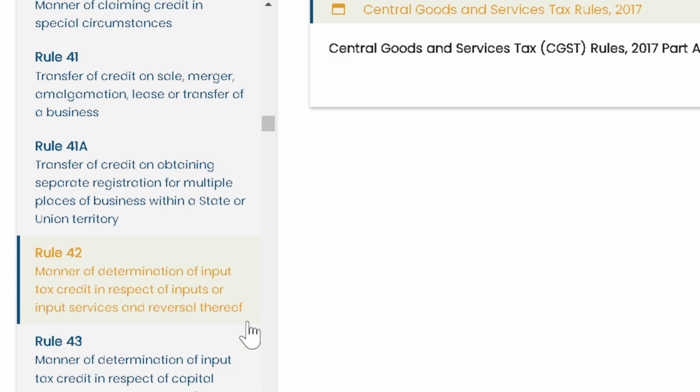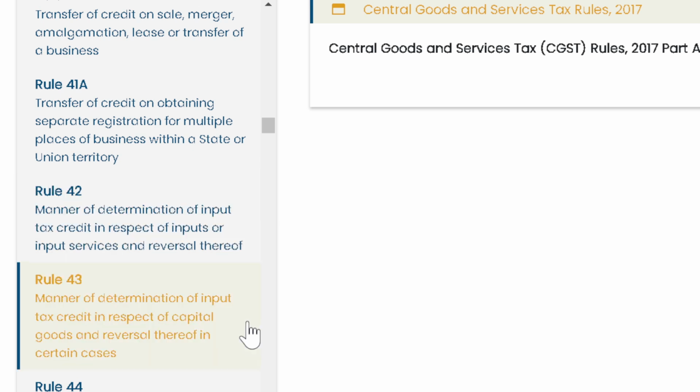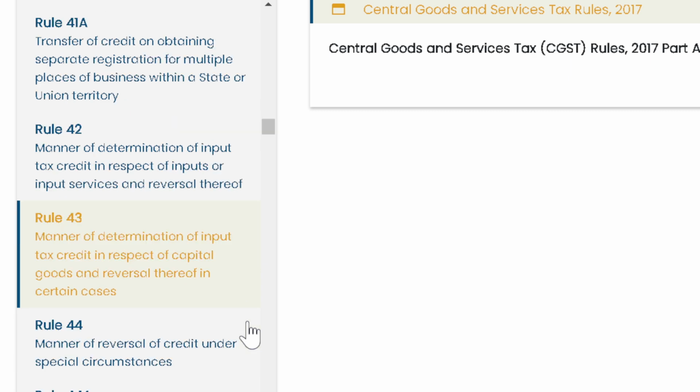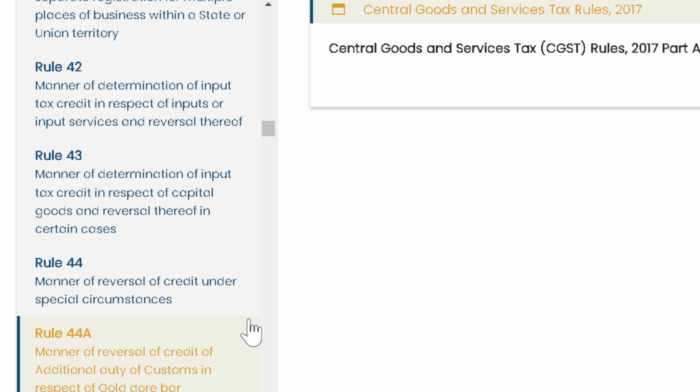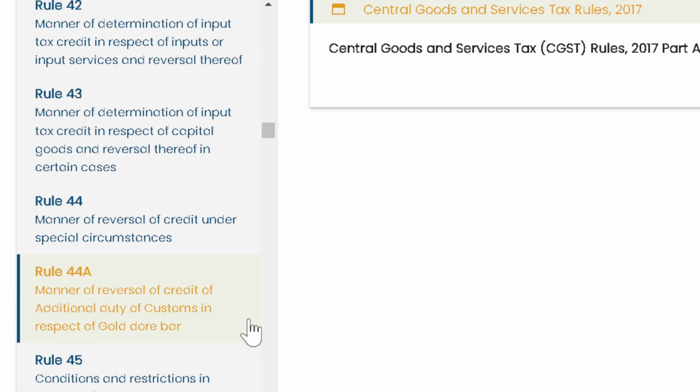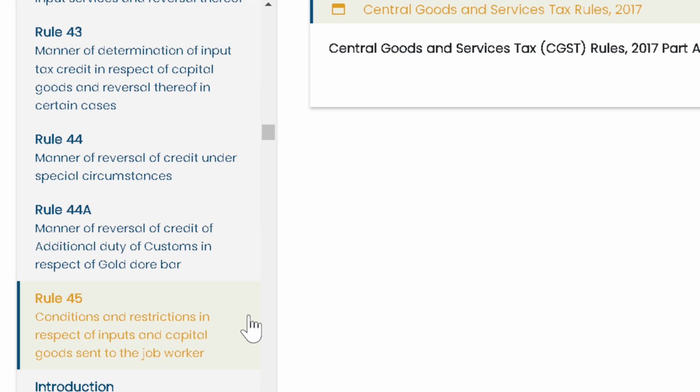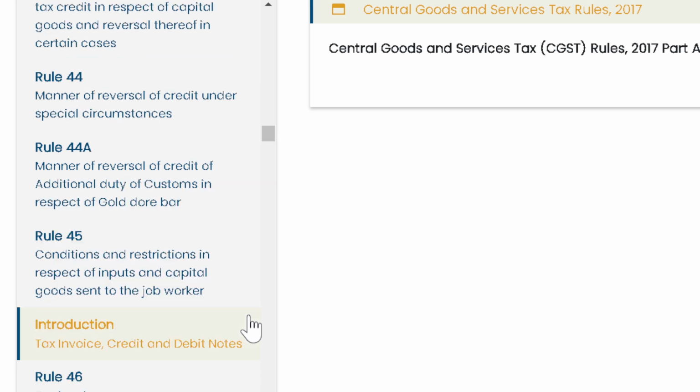Rule 42, Manner of determination of input tax credit in respect of inputs or input services and reversal thereof. Rule 43, Manner of determination of input tax credit in respect of capital goods and reversal thereof in certain cases. Rule 44, Manner of reversal of credit under special circumstances. Rule 44A, Manner of reversal of credit of additional duty of customs in respect of gold bar, doré bar. Rule 45, Conditions and restrictions in respect of inputs and capital goods sent to job workers.